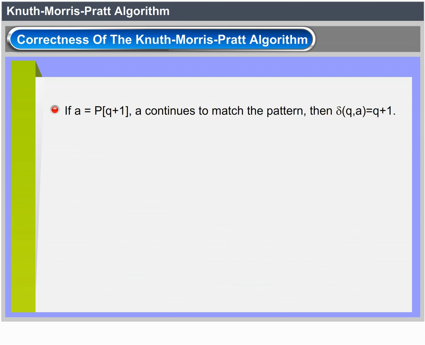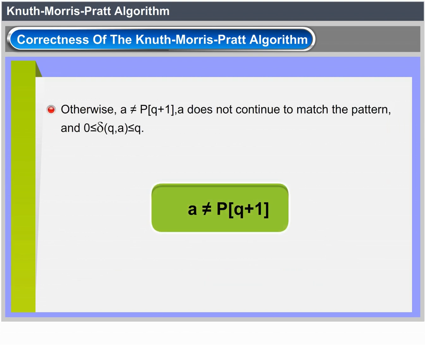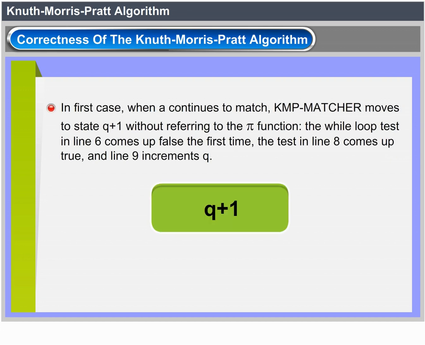Otherwise, a is not equal to P[q+1]. a does not continue to match the pattern, and 0 ≤ δ(q, a) ≤ q. In the first case, when a continues to match, KMP matcher moves to state q+1 without referring to the pi function. The while loop test in line 6 comes up false the first time, the test in line 8 comes up true, and line 9 increments q.